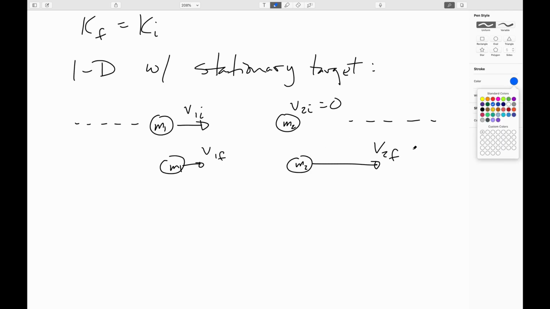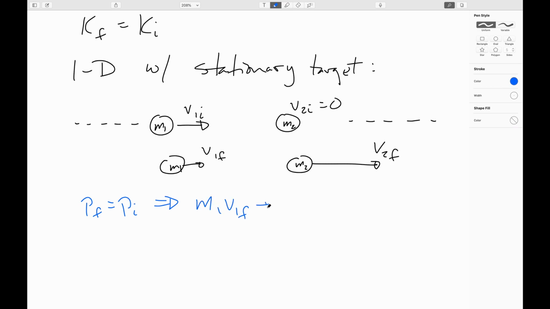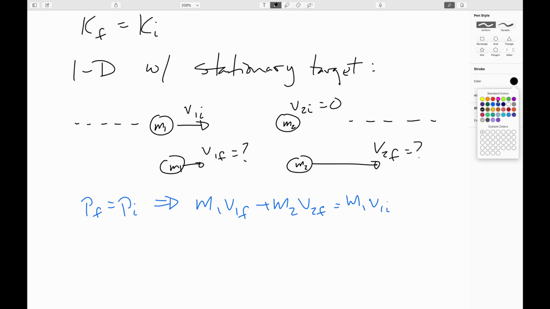So let's look at our two conditions. P final equals P initial. We can write that as M1 V1 final plus M2 V2 final equals M1 V1 initial. Now keep in mind at the moment we don't know what either of these are. We're trying to solve for them both. So here's one of our equations. But fortunately we've got the statement that it's an elastic collision.